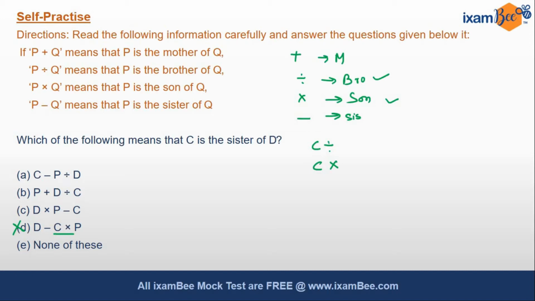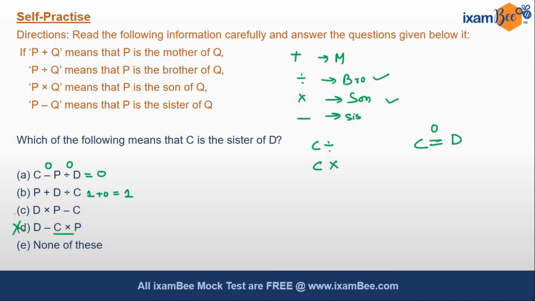Now since we have eliminated the option based on gender, we'll see the generation gap between the people. For C to be the sister of D, the generation gap should be 0, as we had seen in the previous video. In option A, C minus P means C is the sister, generation gap is 0. P divided by D means P is the brother, generation gap is 0, so total generation gap is 0. In our second option, P plus D means generation gap is 1 since P is the mother of D, and D divided by C means generation gap would be 0. So here the generation gap would be 1.